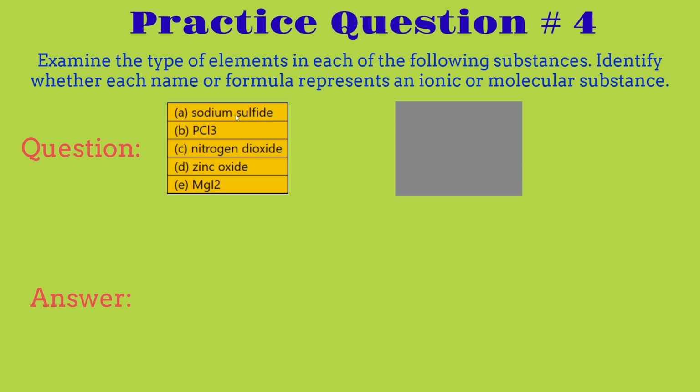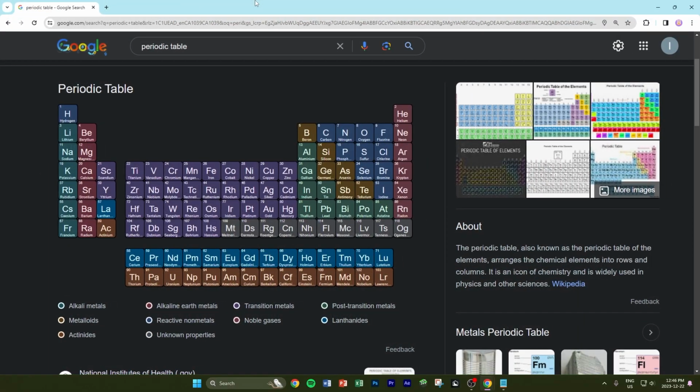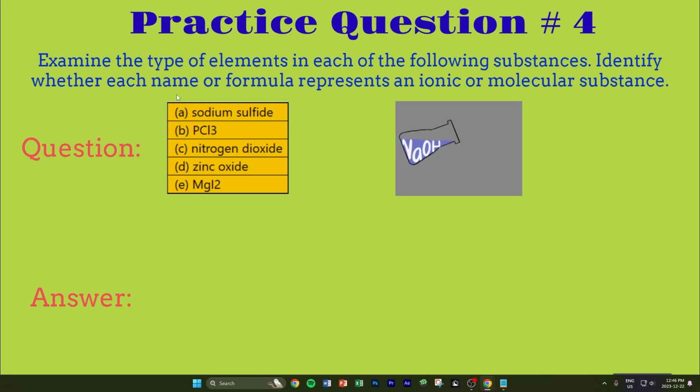So if we look at these examples here, for the first one we have sodium sulfide, which is basically sodium plus sulfur. So sodium, if we look on the periodic table again, I'll just bring it up. So if we look for sodium, sodium is right here. Since it's on the left side, that means it's a metal, and sulfur is on the right side, which means it's a non-metal. So since we have a non-metal and also a metal, this means that sodium sulfide would be ionic.